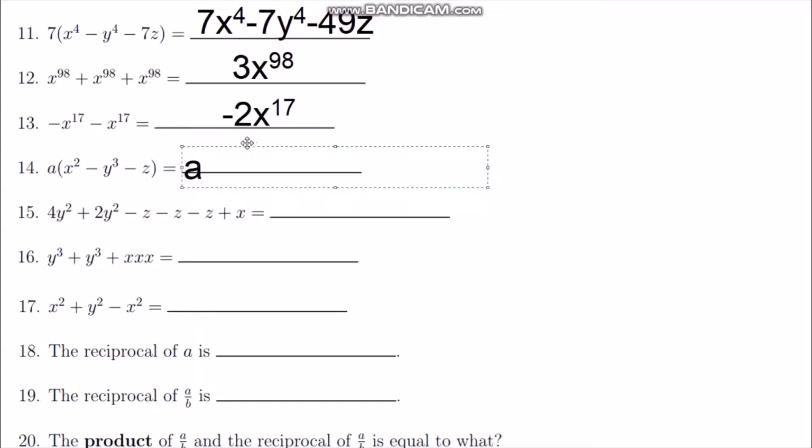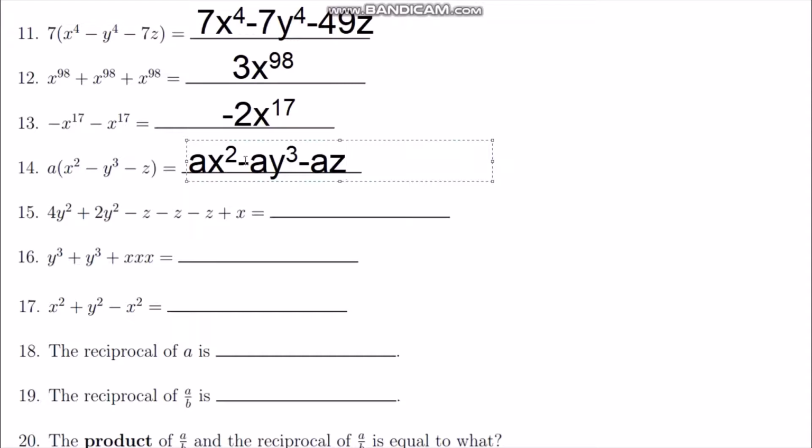Here, this one is ax squared minus ay cubed minus az. There's just more distributive property right here. This one, well, we see that we can combine these terms together, the y squared. So let's do that. We have 6y squared.